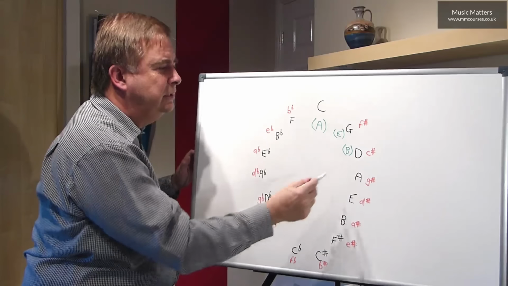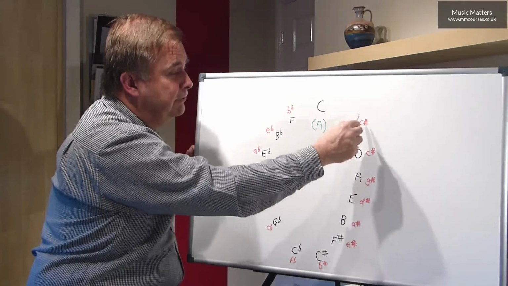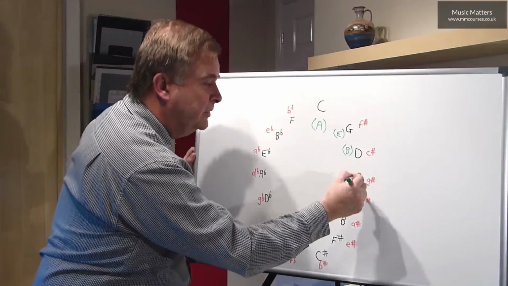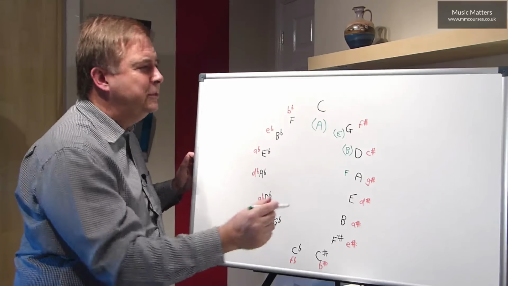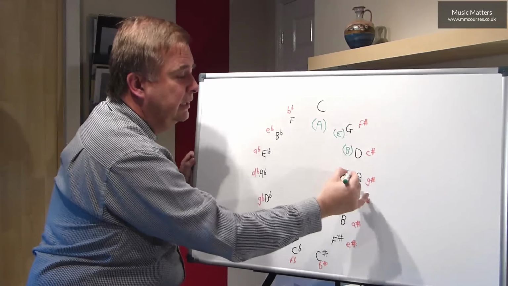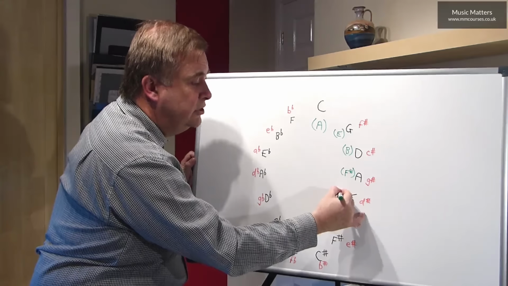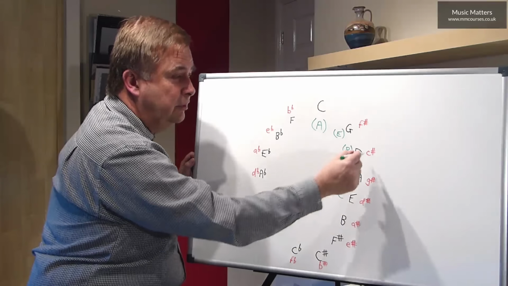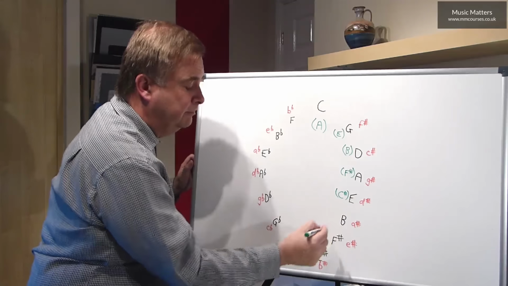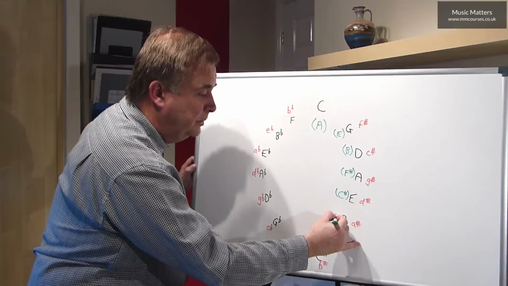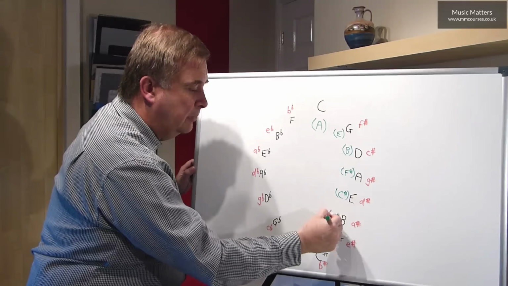B is a third below D, so B minor is related to D major, and they both have F sharp and C sharp. A third down from A is F, but remember what we said earlier, because F sharp is there, this will have to be F sharp minor. A third down from E is C. Remember, C sharp here, it's going to have to be C sharp minor. A third down from B will be G, but G sharp is here, so it's G sharp minor.